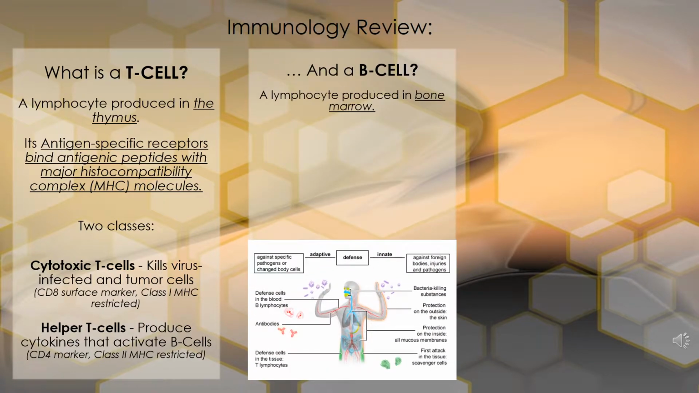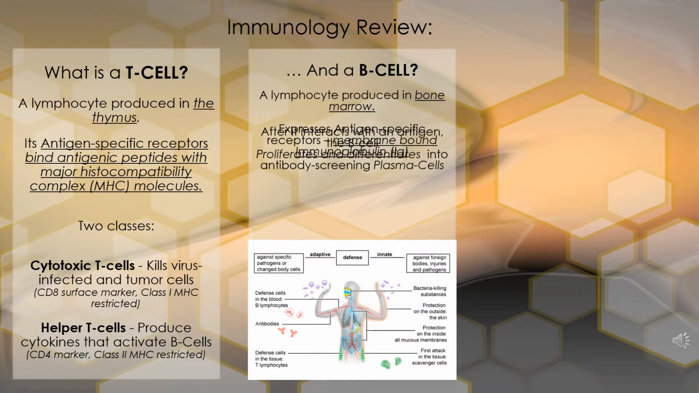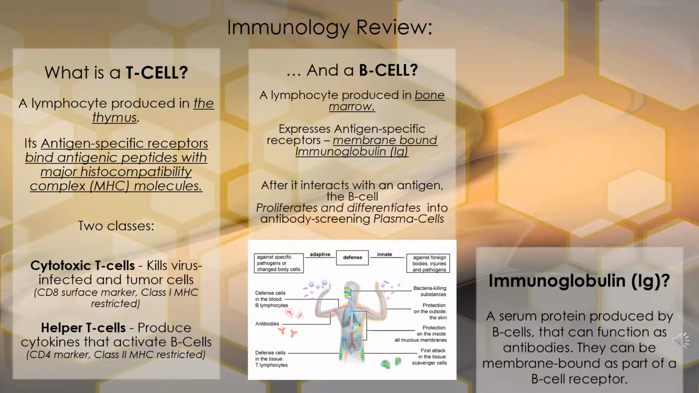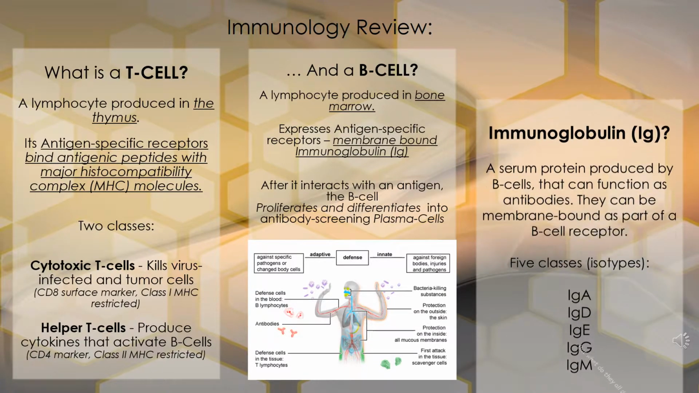A B cell is a lymphocyte produced in the bone marrow. It also expresses antigen-specific receptors, specifically membrane-bound immunoglobulin, or Ig for short. After it interacts with an antigen, the B cell proliferates and differentiates into antibody-secreting plasma cells.